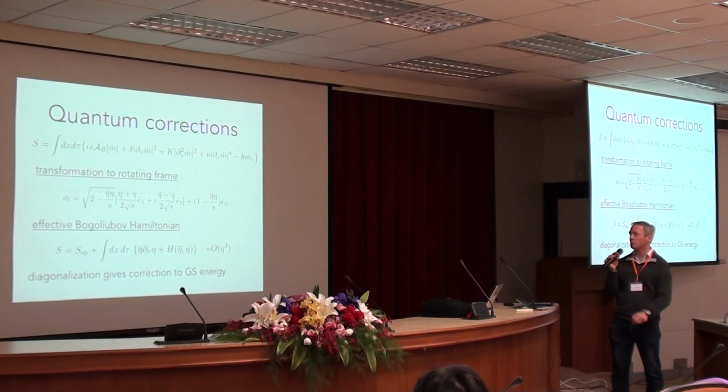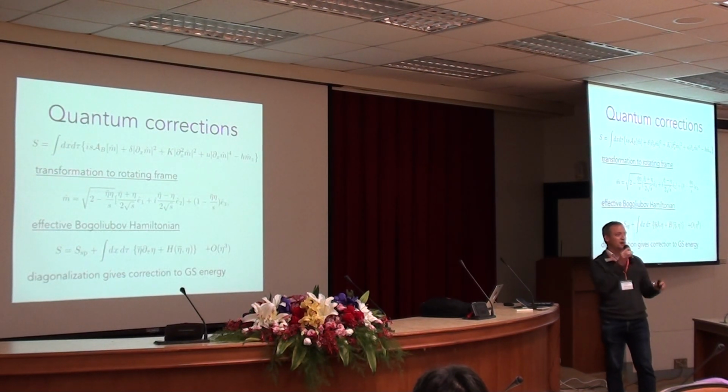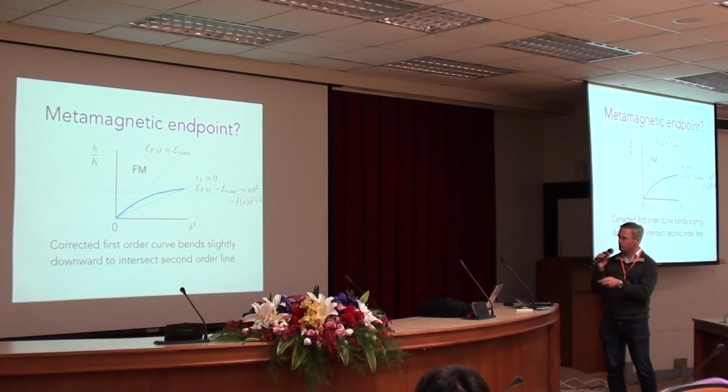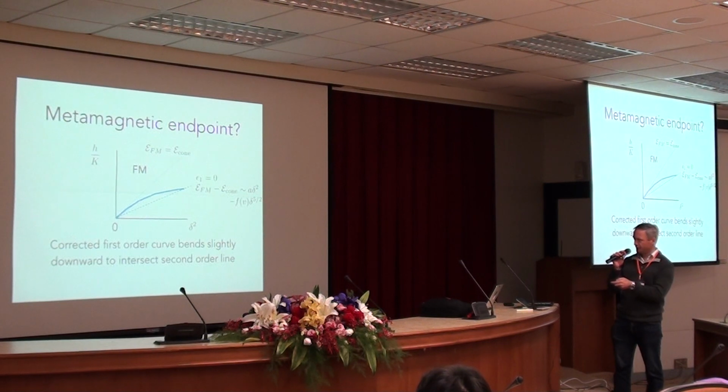You can do this calculation. Maybe I won't tell you how it works, but it's a standard way to do fluctuations around a saddle point. It's like doing Bogoliubov theory. And if you do it, you find a correction. So there's an additional term which is proportional to delta to the 5/2 in the energy difference between the ferromagnetic and the cone state.